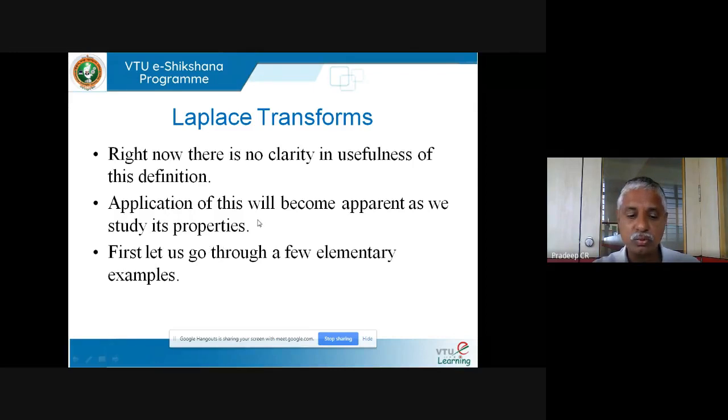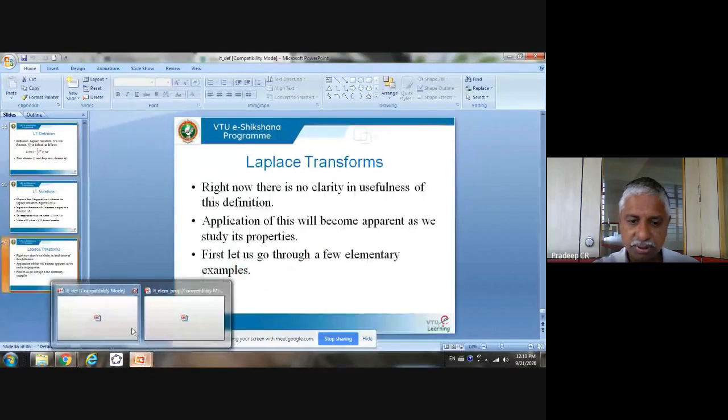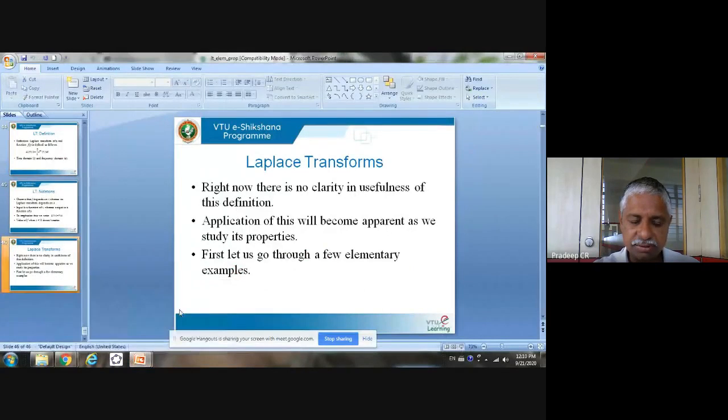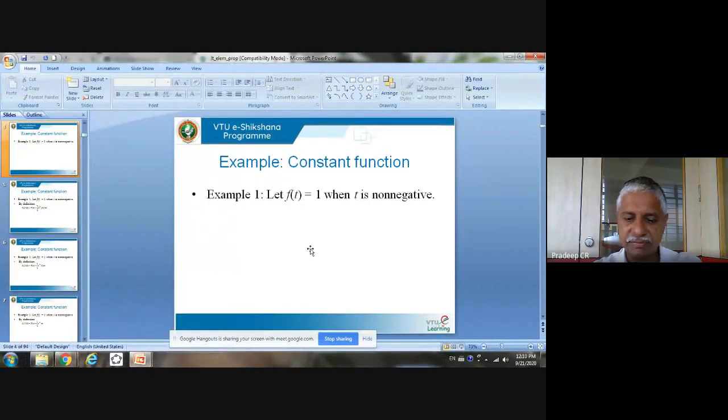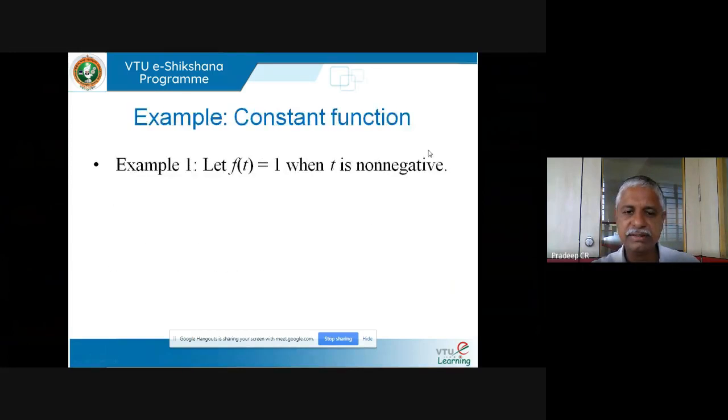First, let's go through a few elementary examples. Okay, here are some examples. So let us take this first. This is the definition, and this is the example I want to start with. f(t) is 1. So this is a constant function, which is 1 all the time, f(t) equal to 1, where t is non-negative.